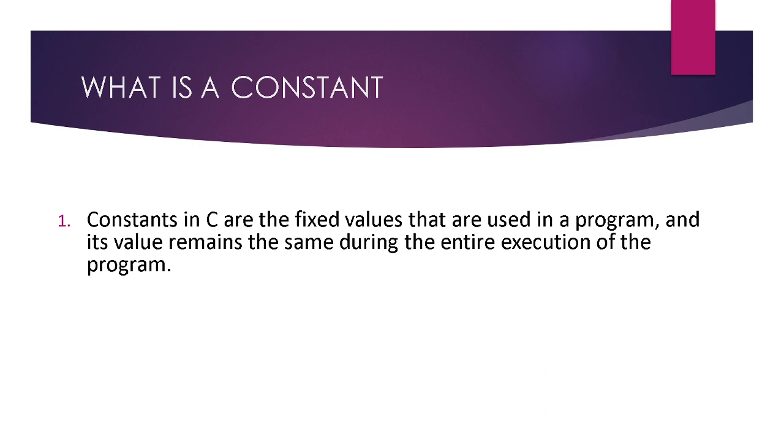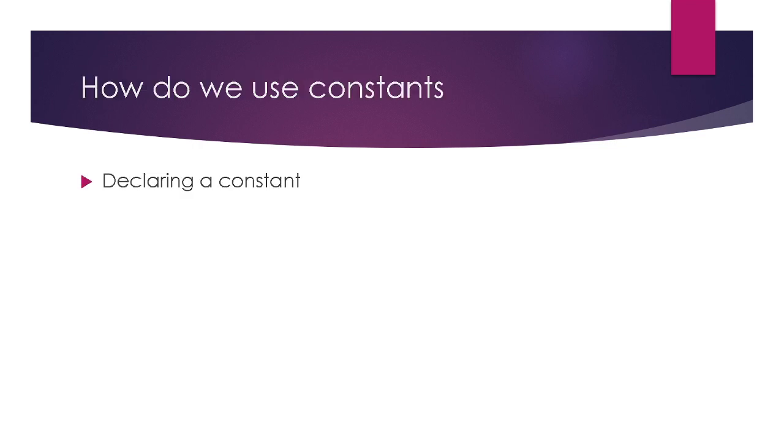Okay, now we'll look at how to declare a constant. Constants are declared using the following method. First, we have to write const. Okay, this is a keyword. We are writing const. Then we are giving the type of the constant. Is it integer? Is it character? Or is it a float? Then we are giving the name of the constant. So whenever we want to use this constant in the program, we just need to give this name.